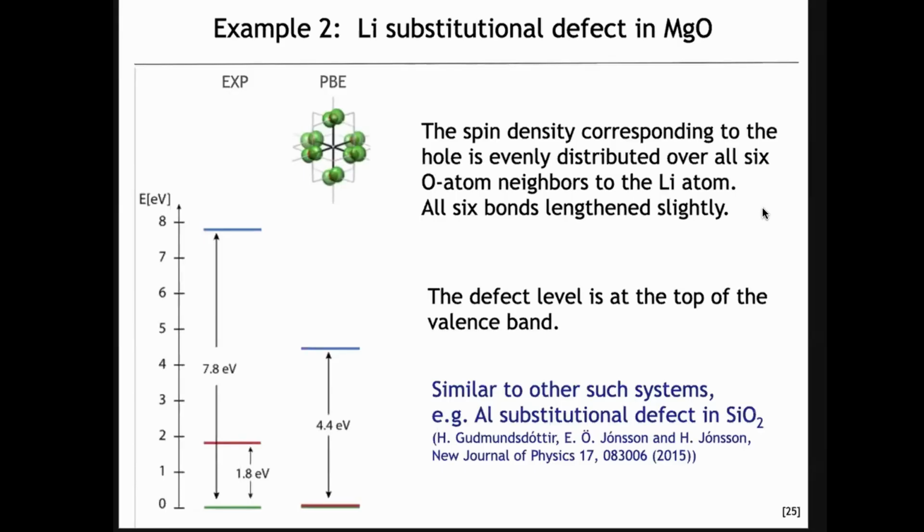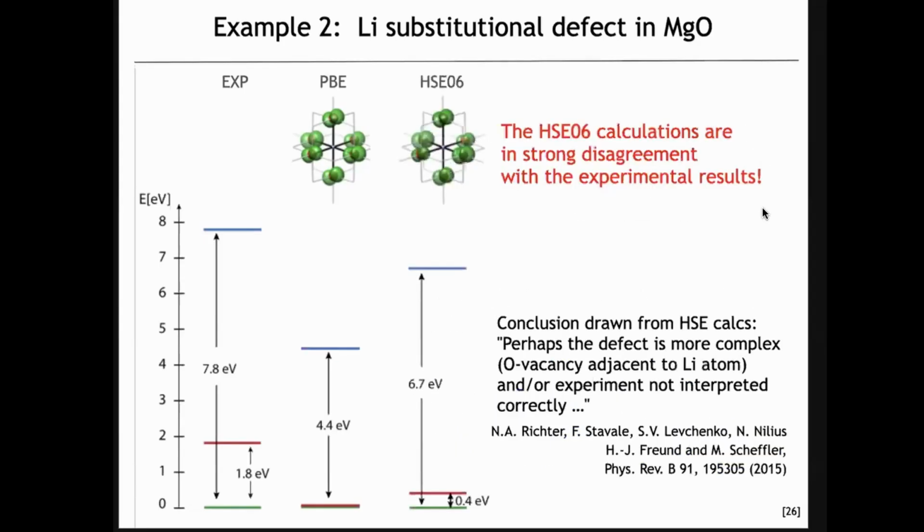We have very similar results for the aluminum substitutional defect in alpha quartz. Similar kind of defect, similar problems. The thing is that with HSE06, you don't get localization of the spin density on one of the oxygen neighbors, but it's distributed over all six. And that is in strong disagreement with the experiments. Of course, the band gap isn't quite right either, but anyway. And the defect level is only 0.4 eV above the valence band. So really, it's not in good correspondence. And then some people have actually questioned whether the experiments are interpreted correctly, since it doesn't agree with HSE06.